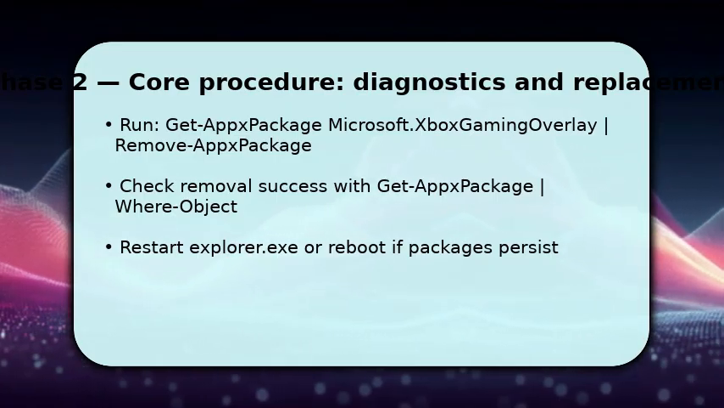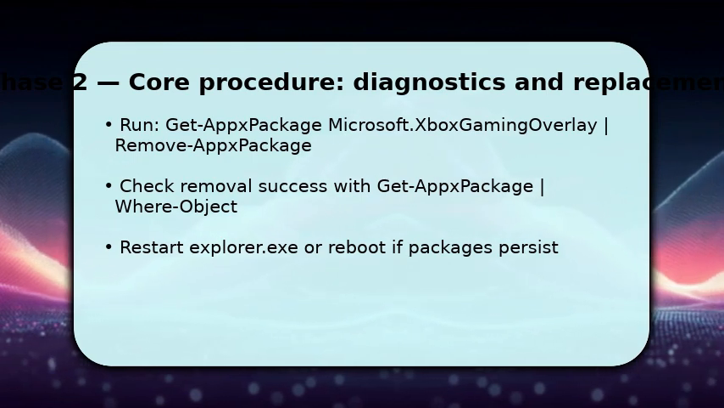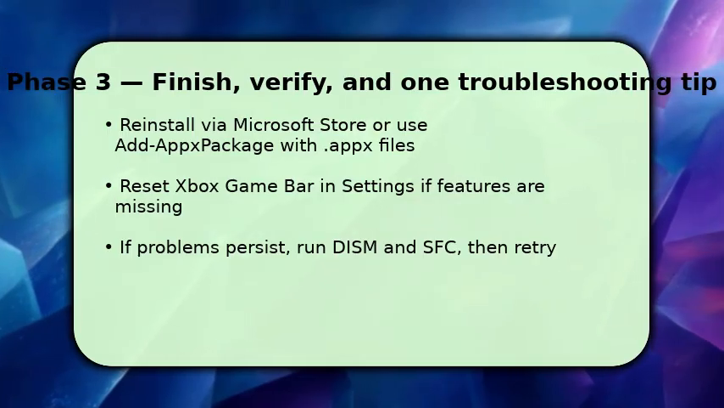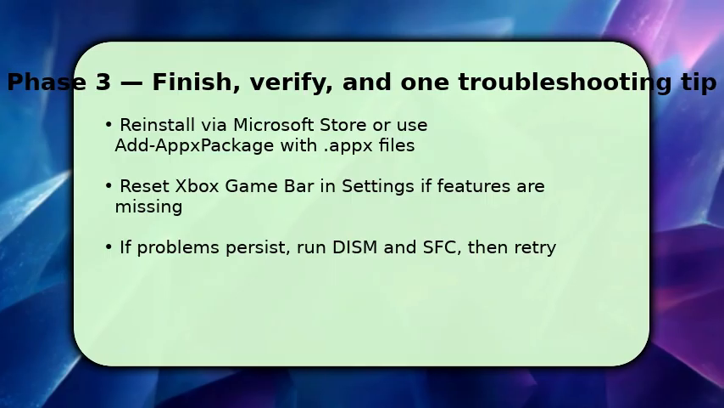To reinstall, open Microsoft Store, search Xbox Game Bar and click Install. You can also use Add-AppxPackage with a downloaded app if needed. Once installed, enable the overlay in Settings Gaming and test with Win+G.